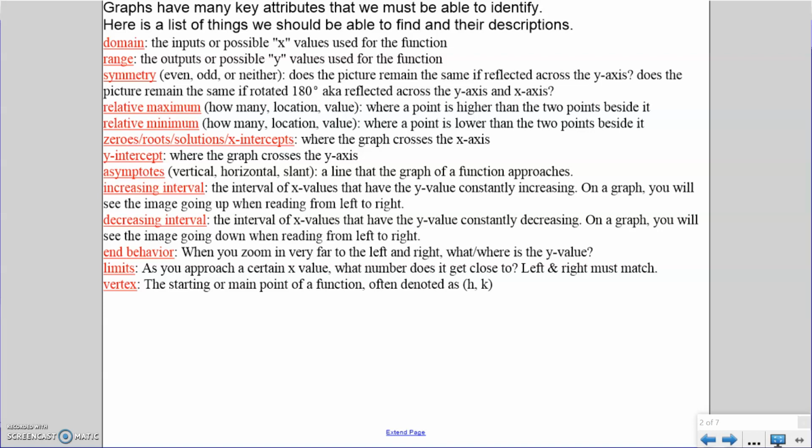Graphs have many key attributes that we must be able to identify. Here's a list of some things we should be able to find and their descriptions. Domain is all the x values used for the function. Range is all the y values used for the function.